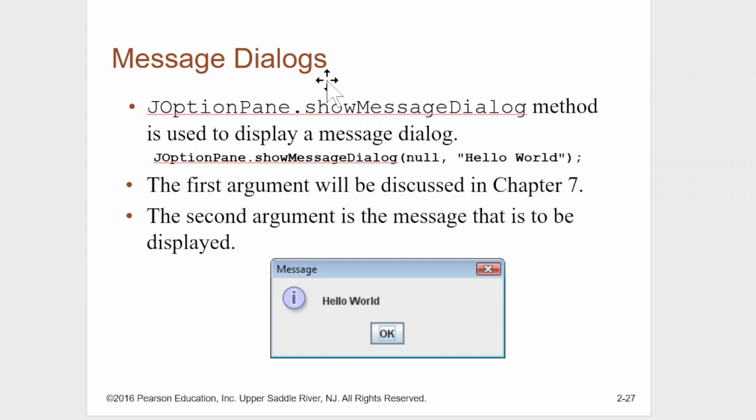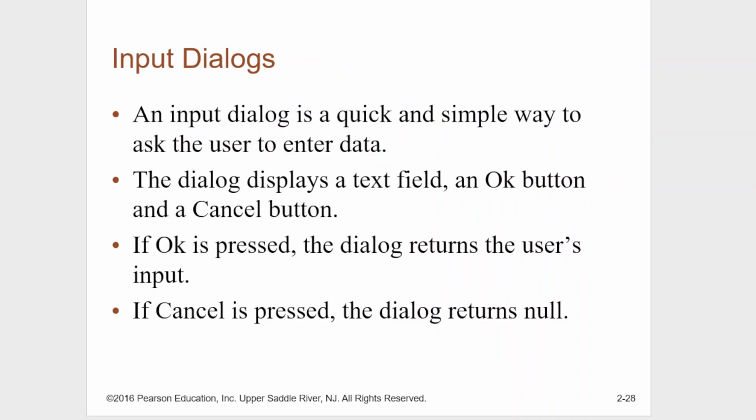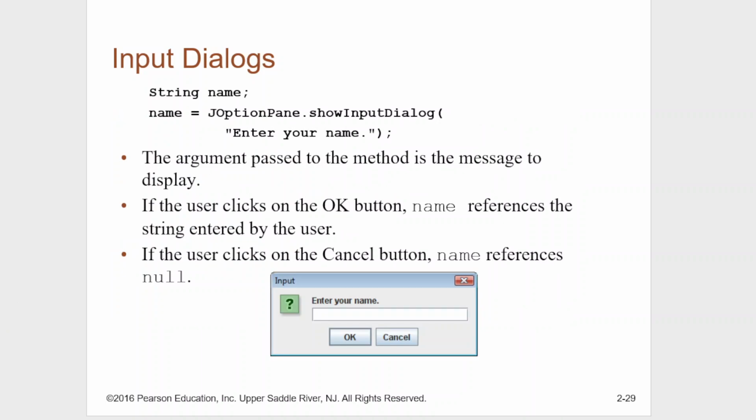The next one, input. An input dialog is a quick and simple way to ask the user to enter data. The dialog displays a text field, an OK button, and a Cancel button. If OK is pressed, the dialog returns the user's input. If Cancel is pressed, the dialog returns a null value. And a null value means nothing. It's not 0, it's not blank, there's nothing there. It's a null.